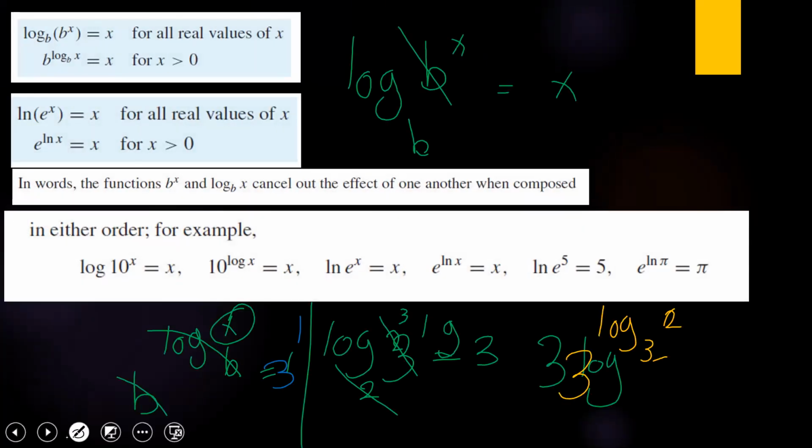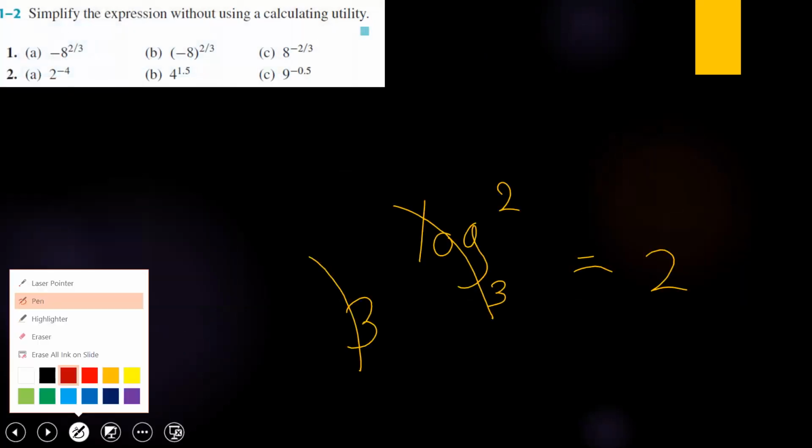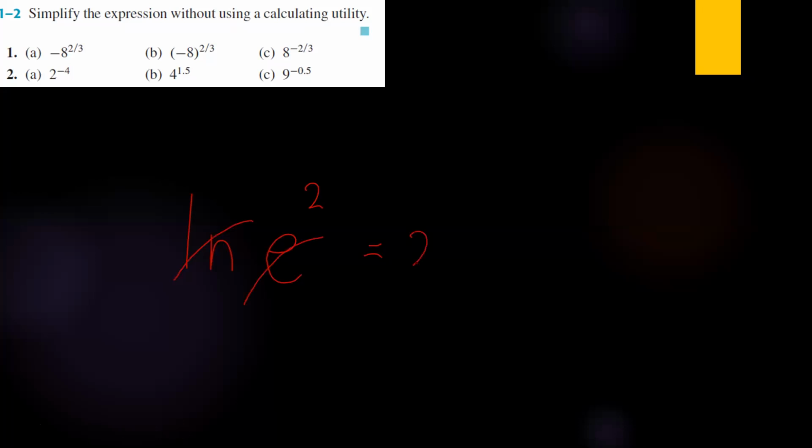And also, if we have ln e to the power 2, it is like ln cancels e, which is 2. Or as I told you, because ln is logarithm to the base e, the logarithm to the base e of e to the power 2 will be 2.